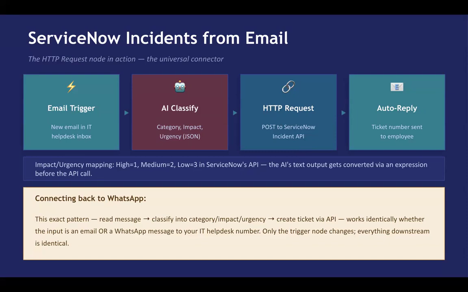So what I do want to highlight is that the exact pattern of reading the message, classifying into category, impact, urgency, then creating a ticket, this works identically whether the input is an email or a WhatsApp message. If your IT help desk is getting messages via WhatsApp, then also you can still use this workflow. So the entire thing would be identical, just your trigger would be different.